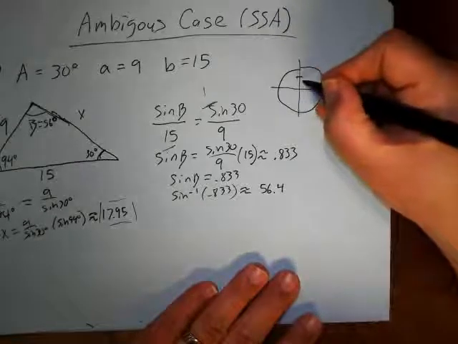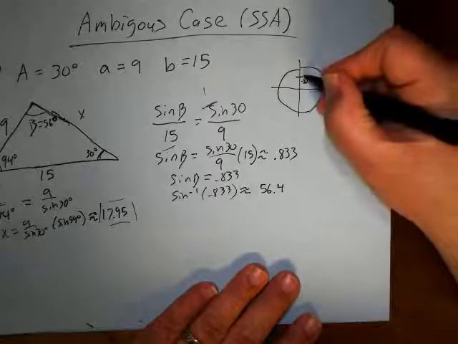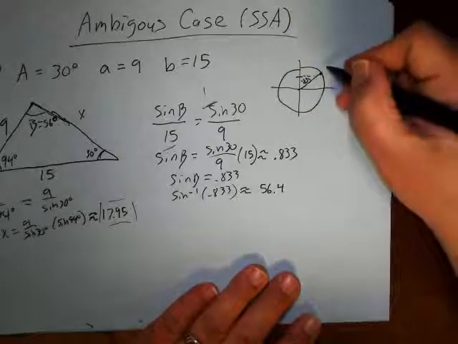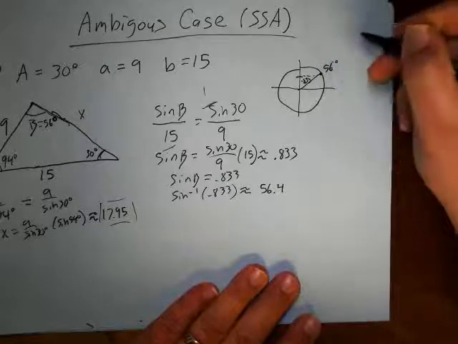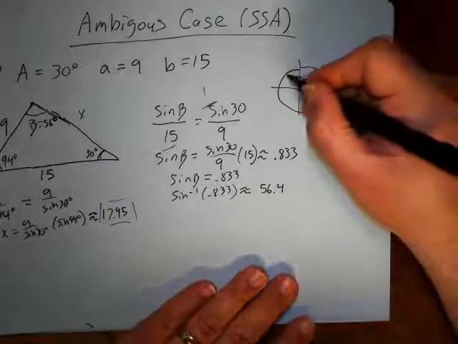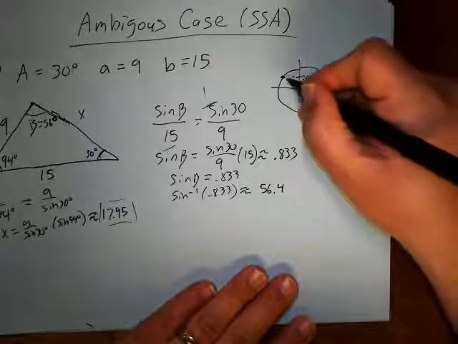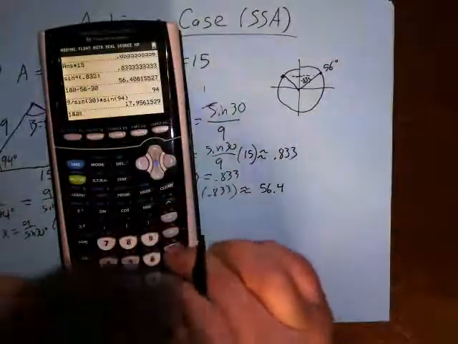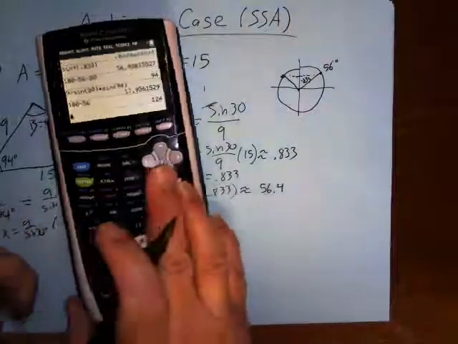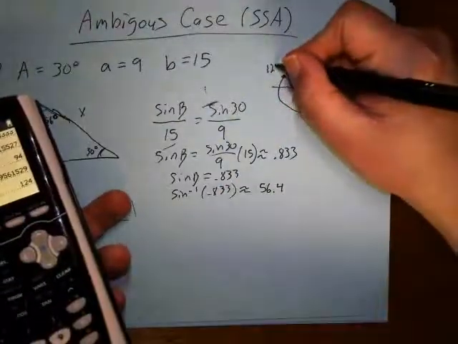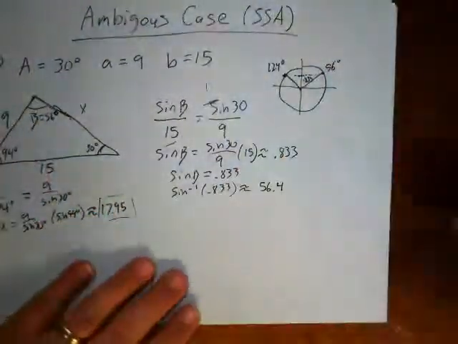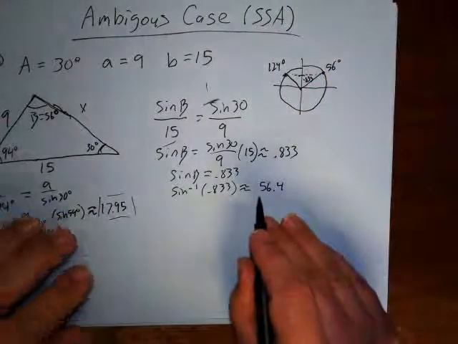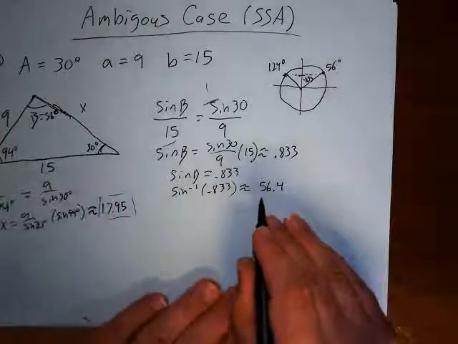And so right here, we'll say that's 0.833. So we have an angle over here, and that's the angle that I got, the 56 degrees. Okay, but there's going to be another angle over here, and that's going to be 180 minus 56. And so this is like 124 degrees. Okay, so this is another solution to this equation. So it's another possible solution to our triangle.